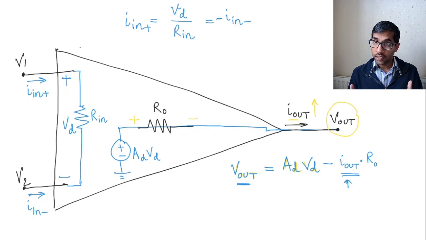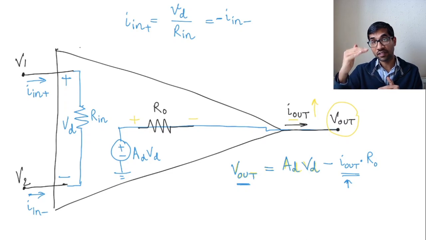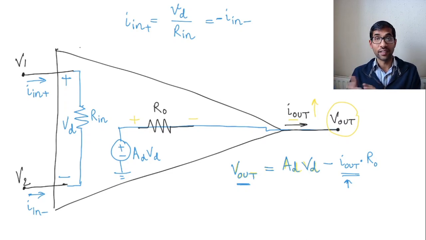Now in an ideal op-amp, the op-amp can supply as much current as the load needs without any change in the output. But in a real op-amp, the op-amp cannot supply an infinite amount of current. There is a limit, and after that limit, the voltage starts going down as the current increases.